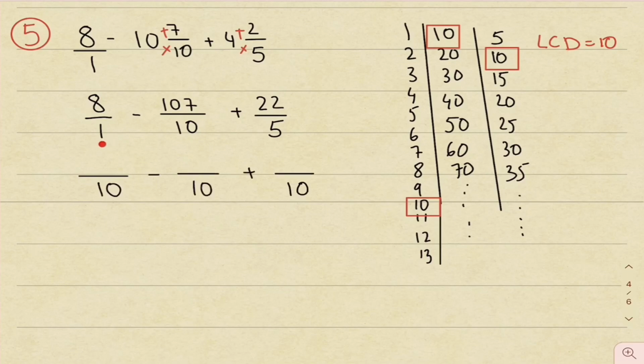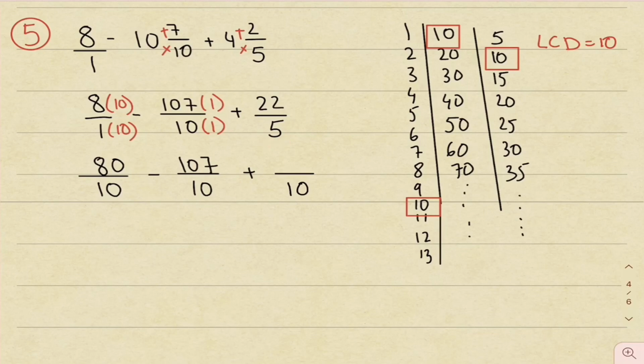How do I make this 1 a 10? I multiply it by, let's count, 1, 2, 3, 4, 5, 6, 7, 8, 9, 10. So I multiply by 10 on the bottom and on the top as well. So 1 times 10 is 10. 8 times 10 is 80. Now I have 10 here and 10 here to multiply by 1. So 10 times 1 is 10, and 107 times 1 is 107.